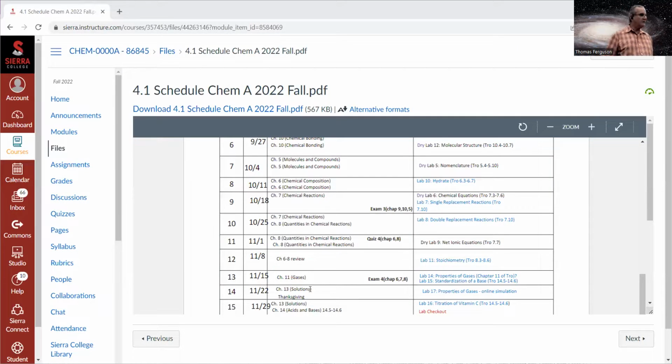Okay, so this is the schedule. Tonight we're doing a dry lab and a wet lab. Dry lab you're going to be doing at home. The wet lab, just like I was saying before, you're just doing the data part. Do the reaction, observe. Okay, so our next test is set up for the middle of November, which is a ways off.